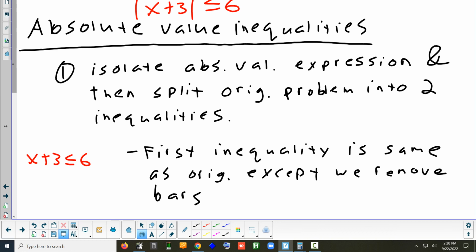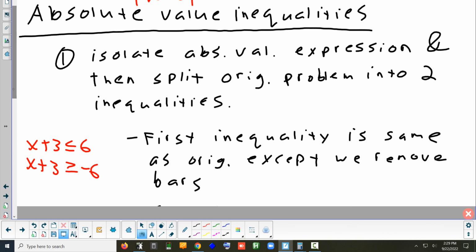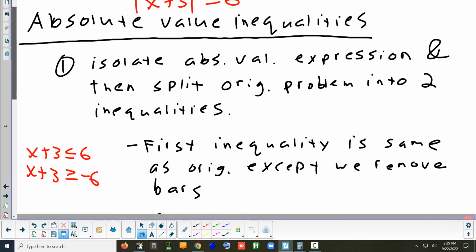And anybody think they know the second one? You have to be a little careful here because there's an inequality sign. So it's what you did yesterday, but there's one more thing involved. Yep? X plus 3 is greater than 6? Or equal to? Greater than or equal to. And what did we do with the number on the other side yesterday? Made it a negative. That's the second one. And that's how you'd solve this problem. I'm not going to do it, but that's how you would do it.